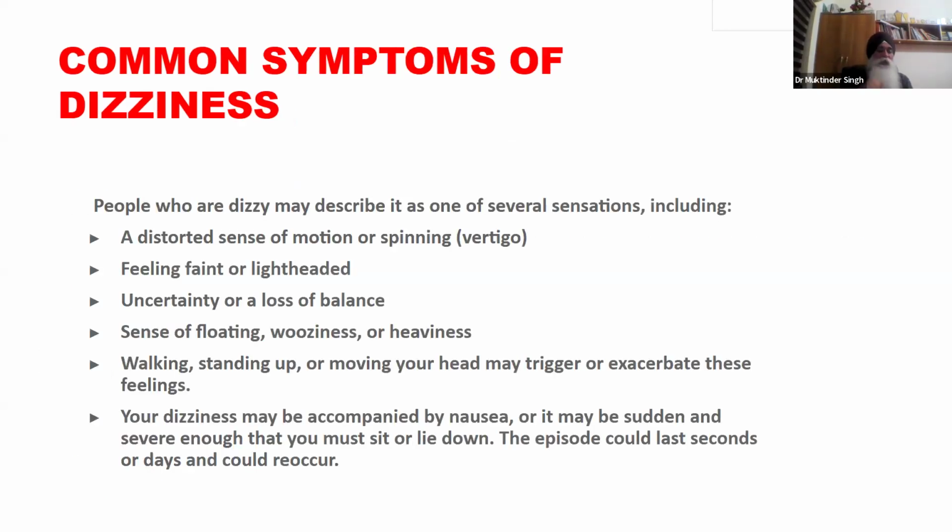So common symptoms are a distorted sense of motion or spinning, which means you are unable to get that sense of motion, fainting or lightheadedness. You feel your head has gone empty. Uncertainty or loss of balance, sense of floating, wooziness or heaviness, as if you are floating, flying into the air. Walking, standing up or moving your head may trigger or exacerbate these feelings.